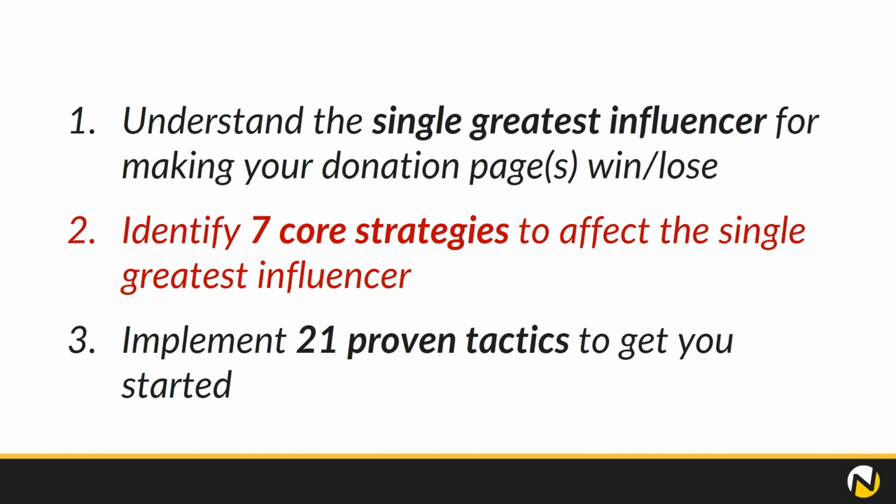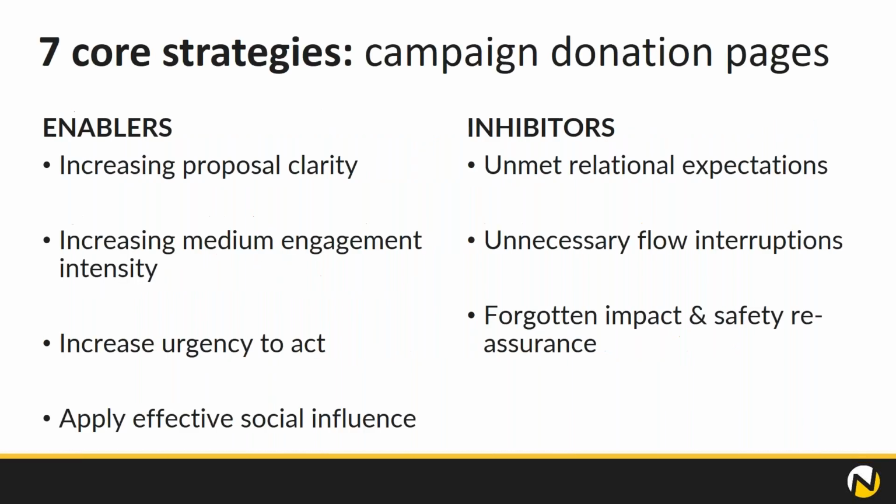Well, now I'm going to go to number 2 and number 3. I'm going to give you the 7 core strategies that affect that influencer, things that you can do to change it, right? And the 21 steps, or I'm going to call them research-driven or field-tested tactics, that you can use right away and try to get a gain. So here are the 7 core strategies. Let's just get right to it.